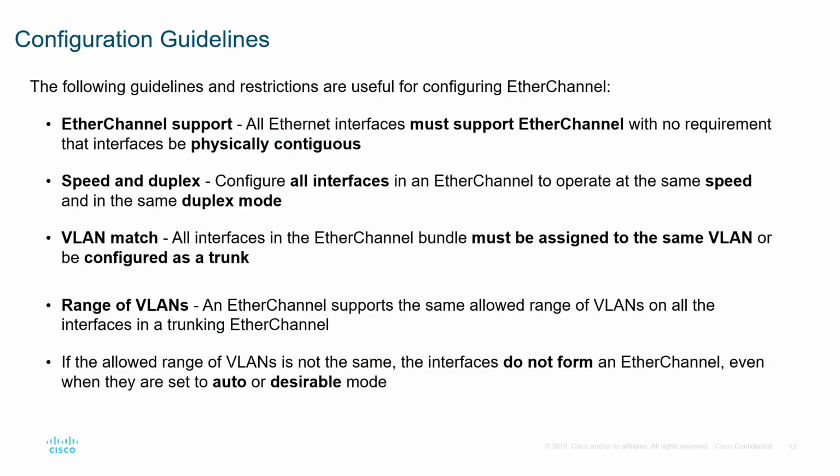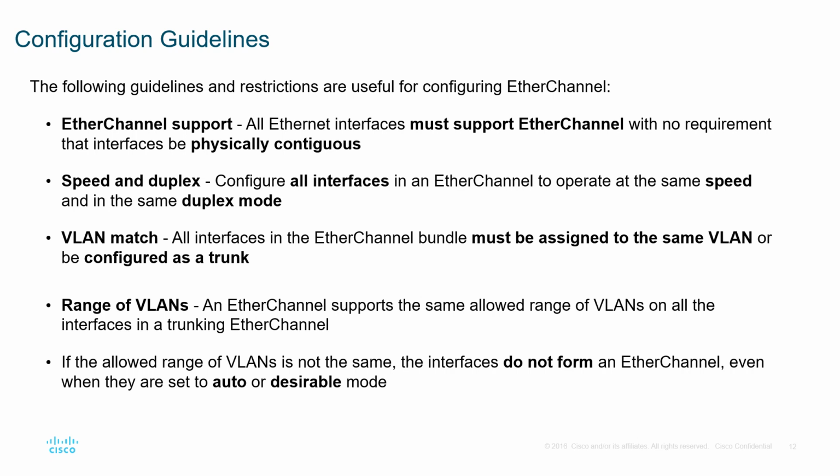Now, guidelines and restrictions. EtherChannel support: all Ethernet interfaces, again, must support EtherChannel with no requirement that interfaces be physically contiguous. Speed and duplex: configure all interfaces in a channel to operate at the same speed in the same duplex mode. VLANs must match: all interfaces in the channel bundle must be assigned to the same VLAN or be configured as a trunk. Range of VLANs: an EtherChannel supports the same allowed range of VLANs on all the interfaces in a trunking Ethernet channel.